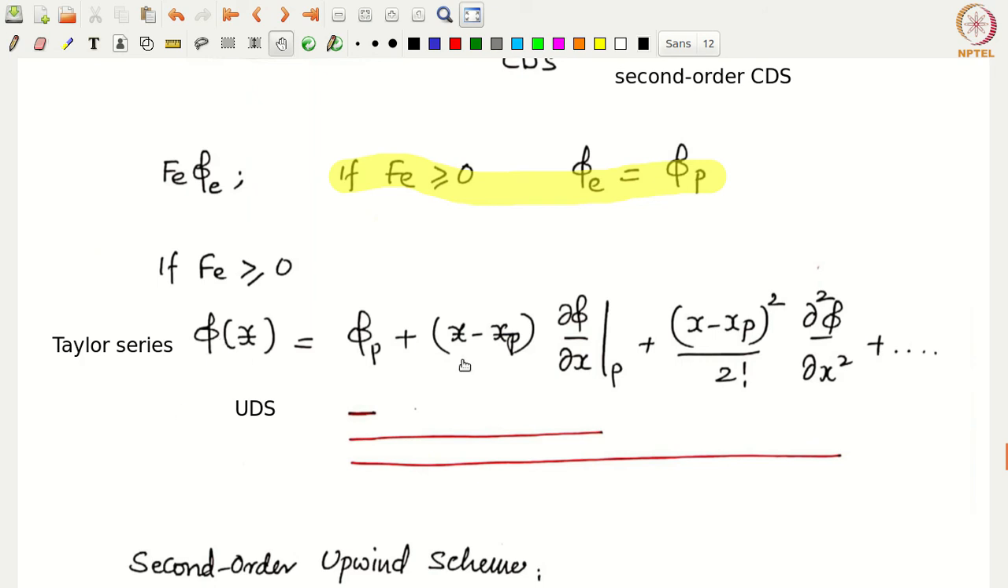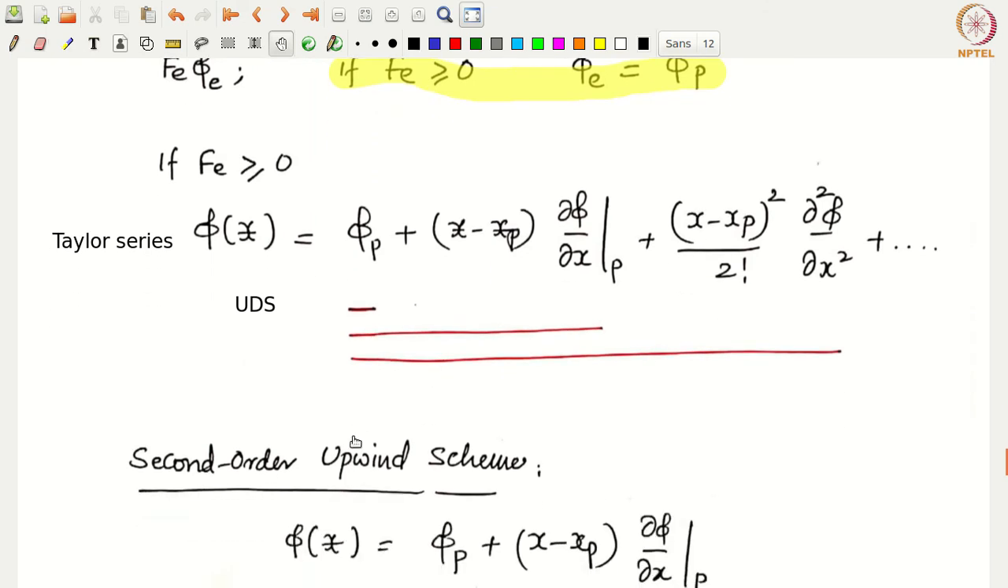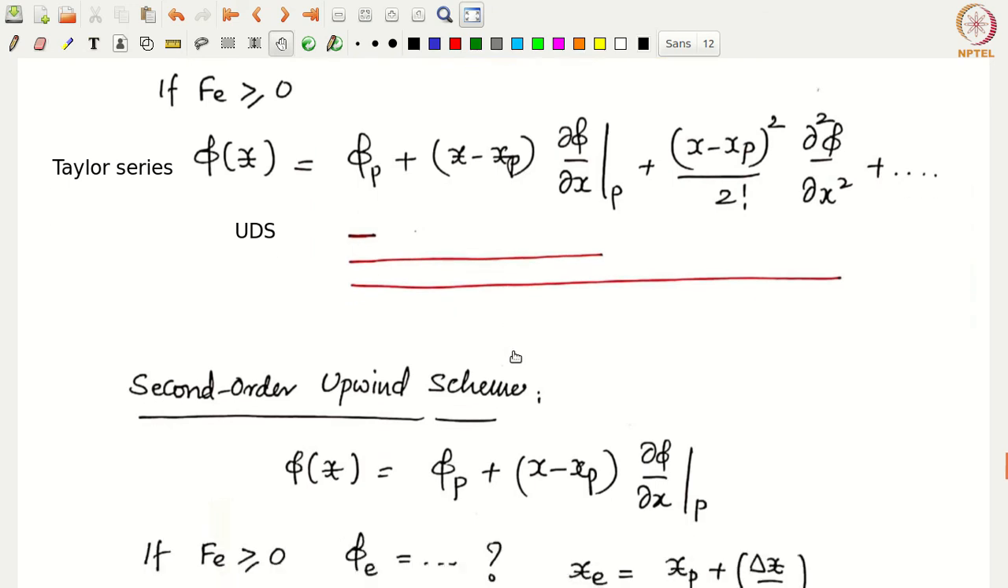So by including the first two terms, let us construct something known as a second order accurate upwind scheme. That means phi of x equals phi p plus x minus xp times partial phi partial x at p, plus terms which are of order delta x squared.